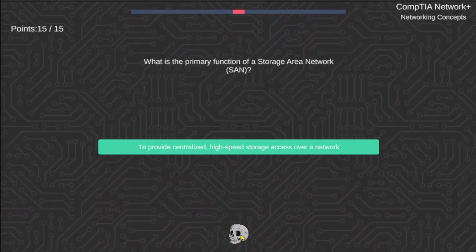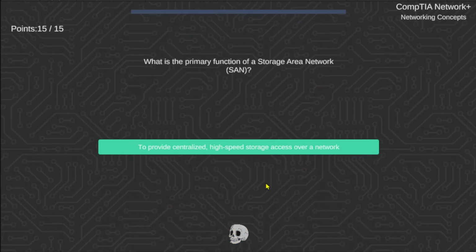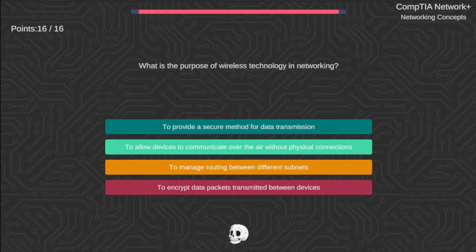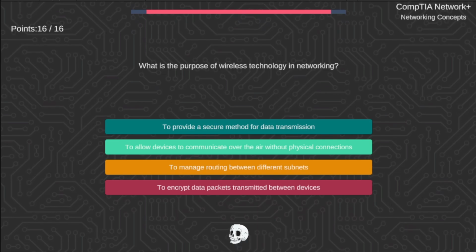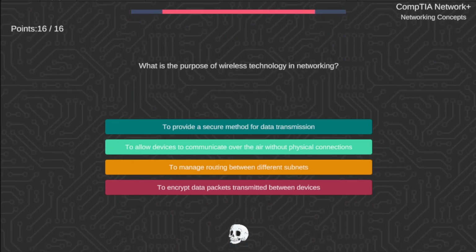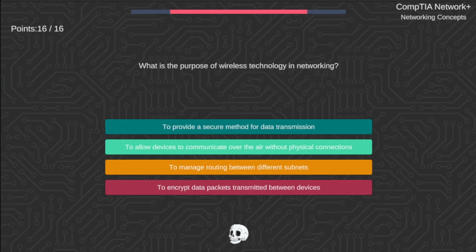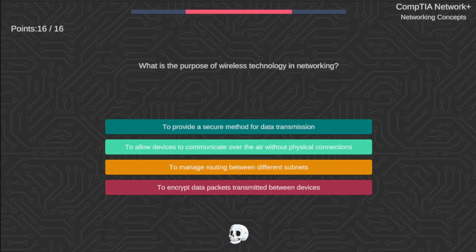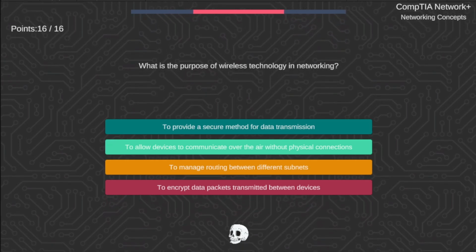Correct answer is to provide centralized high-speed storage access over a network. What is the purpose of wireless technology in networking? To provide a secure method for data transmission, to allow devices to communicate over the air without physical connections, to manage routing between different subnets, or to encrypt data packets transmitted between devices.